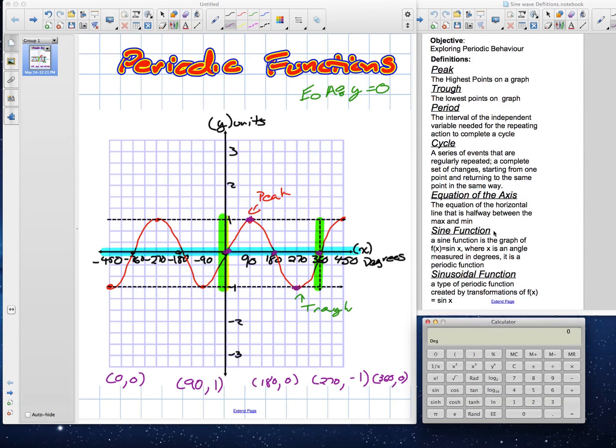So we've talked about sine functions, equation of the axis, the cycle, period, trough, peak, and sinusoidal functions, which is essentially sine x, and we'll go more into those a little later.